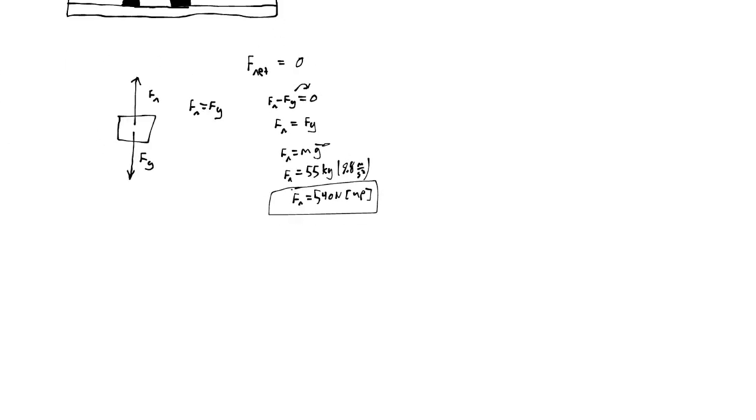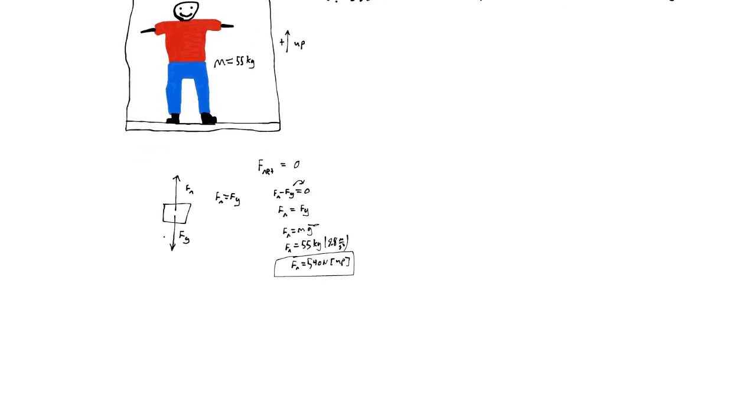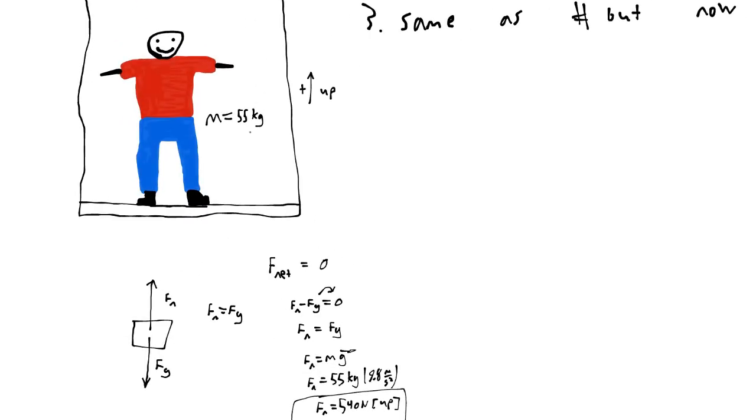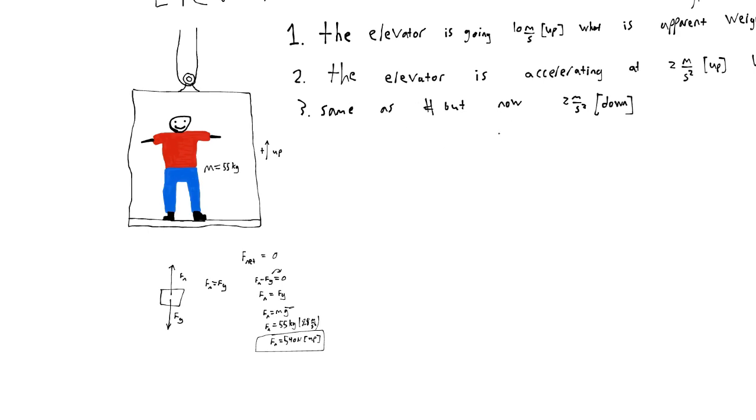One very important thing with the elevator problems: force of gravity is always equal to the same thing. For every one of these problems, force of gravity is not going to change. The only thing that will change it is if the mass changes or if the acceleration due to gravity changes. But it's not going to change in this scenario because we're still on Earth. So let's do number 2 here.